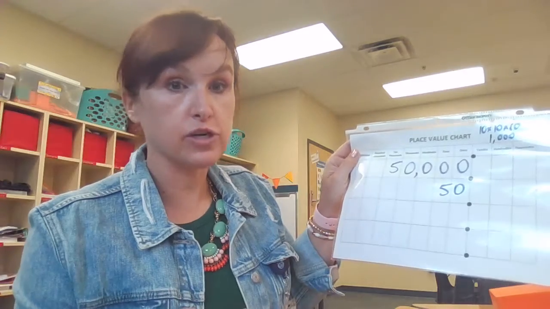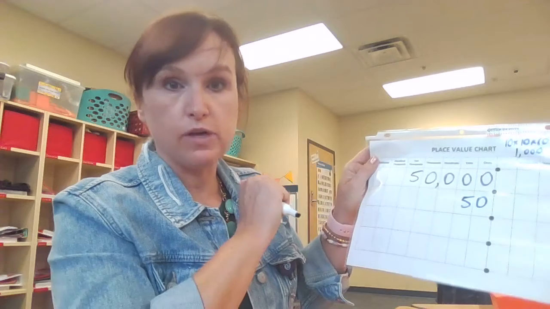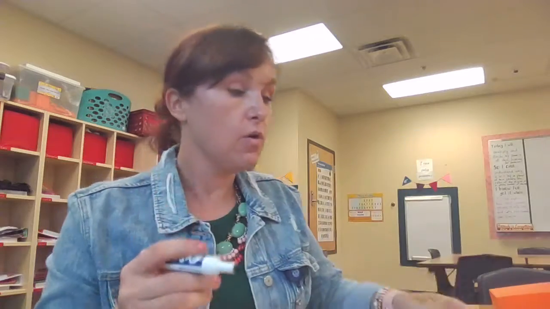And I can know that for sure because if I place them just like this on my place value chart and line them up in their place value, then I can just count 1, 2, 3 times over, and that's 1,000.